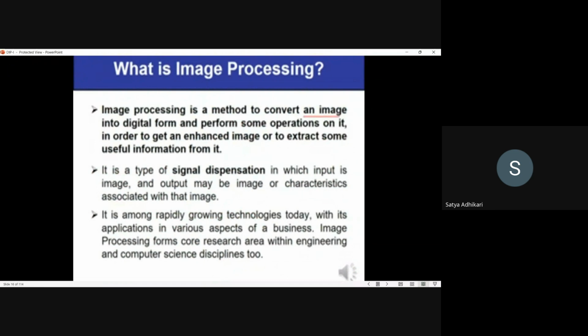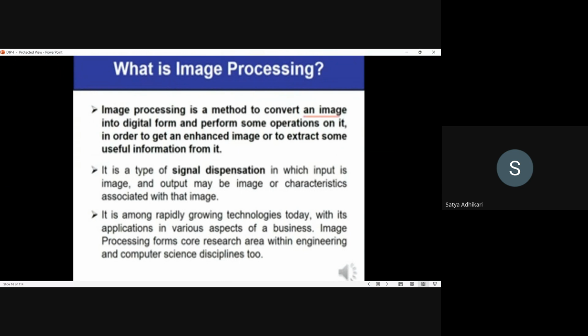Image processing. Image processing is a method to convert an image into digital form and perform some operation on it. As you know, once it is converted to digital form, then you can perform any processing on it. So in order to get an enhanced image or extract some useful information from it, we need image processing.